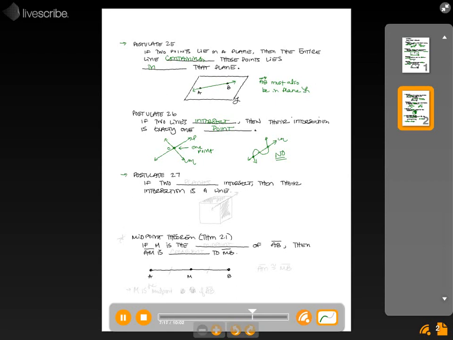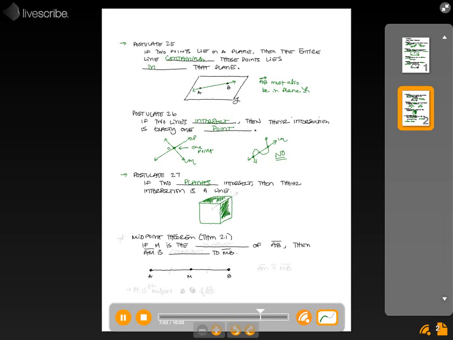Postulate 2.7, if 2 planes intersect, then their intersection is a line. And we've already talked about this. I'm going to draw a box here. And we've talked in class that we could use a box to represent 6 planes. Okay, a top, a bottom, left to right, and a front and a back. Now in this particular picture, you can only see the top, which I'm going to shade, the front, and then the right, your right, of the figure.